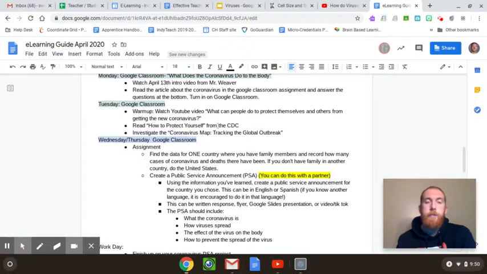And then you're going to be reading just how to protect yourself, like I said, and also investigating the map of where these global outbreaks have happened. I'll get more into the project tomorrow in that video, but you'll be investigating another country or the United States on how many outbreaks they've had, what the death count is, that kind of stuff. So you want to familiarize yourself with these resources today.